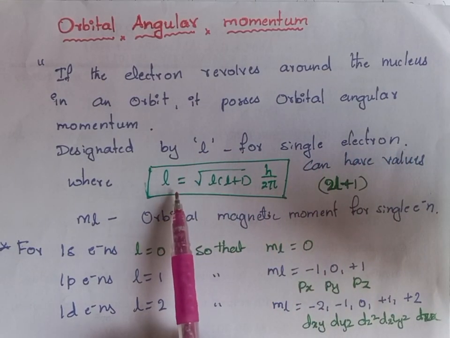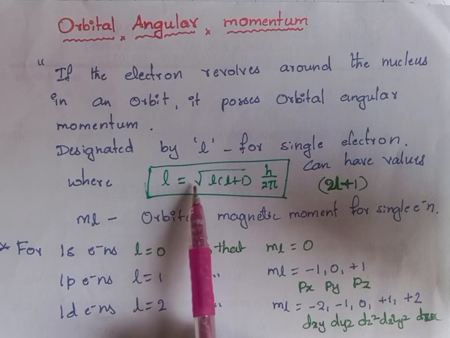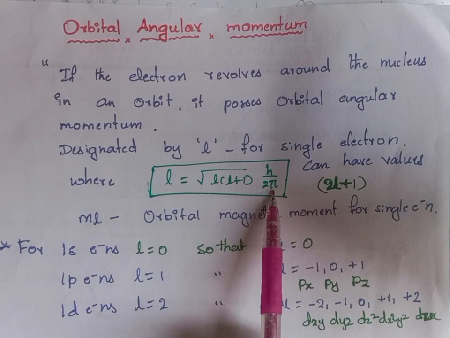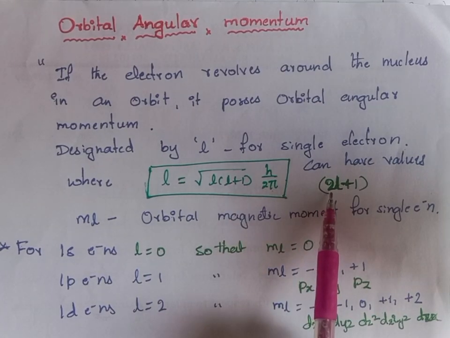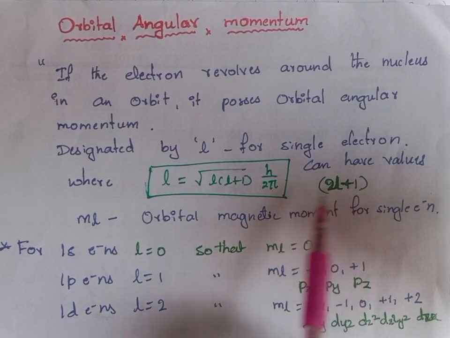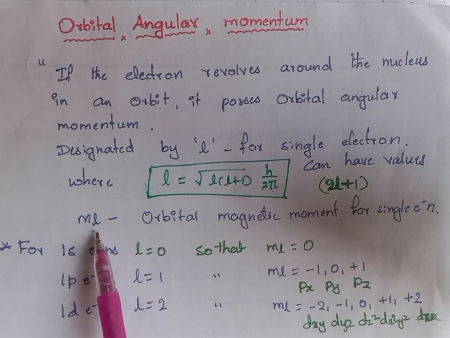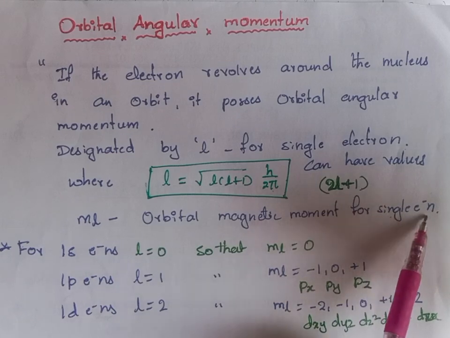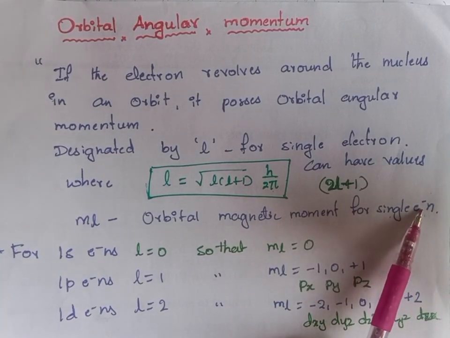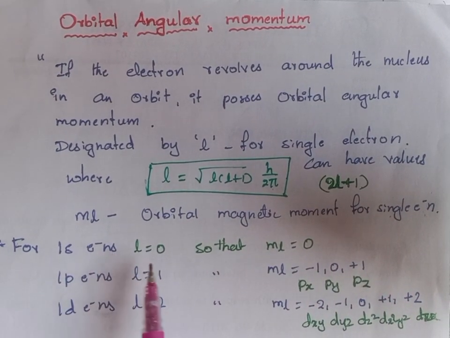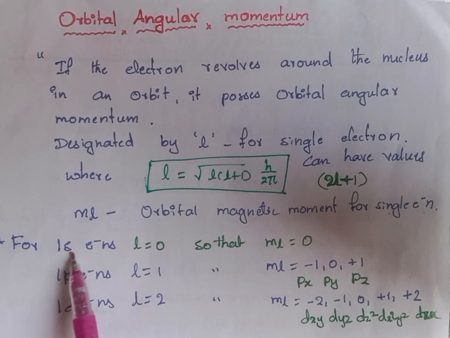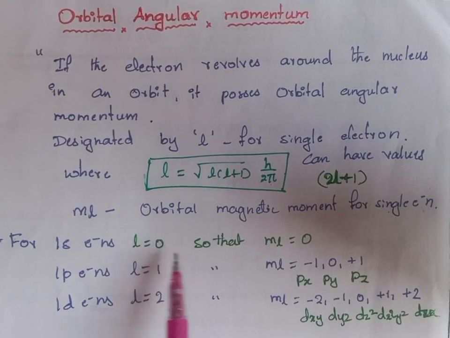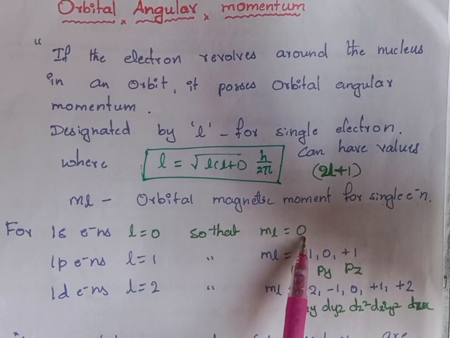It can be given by the expression small l equals square root of l(l+1) h by 2π. And small l can have 2l+1 values of small ml. Small ml can be said to be the orbital magnetic moment for the single electron. If you see, for 1s electrons, l equals 0. For an s orbital, the azimuthal quantum number l is 0, so small ml will be 0.